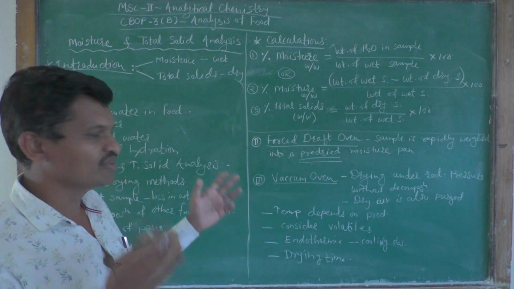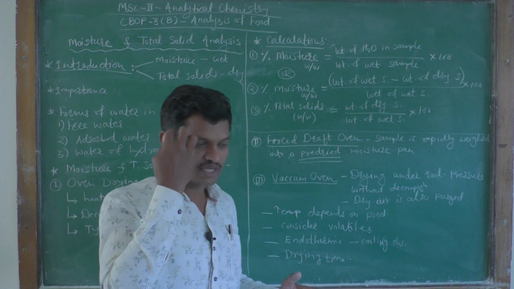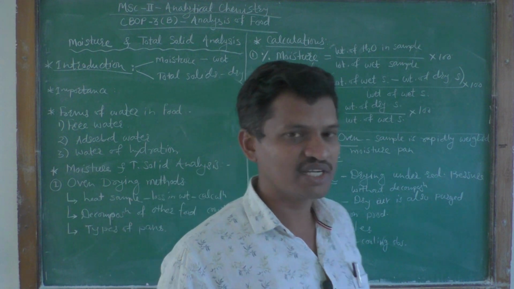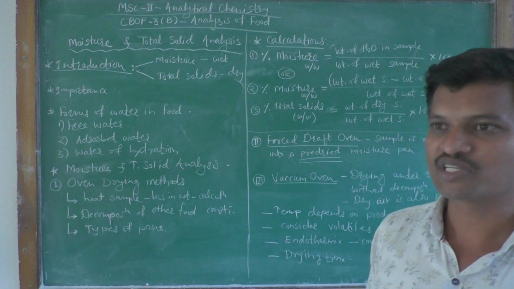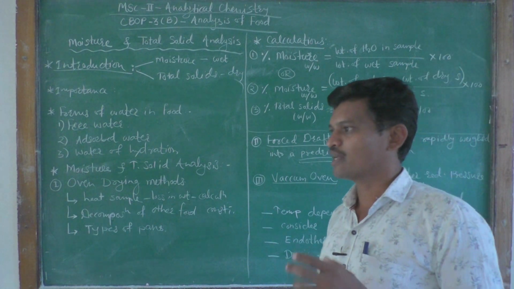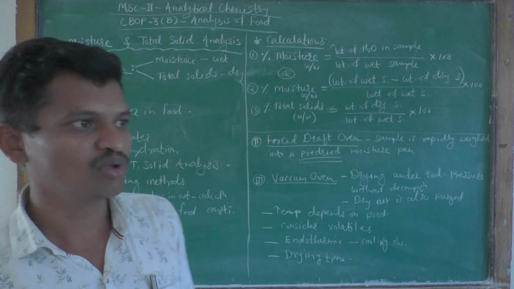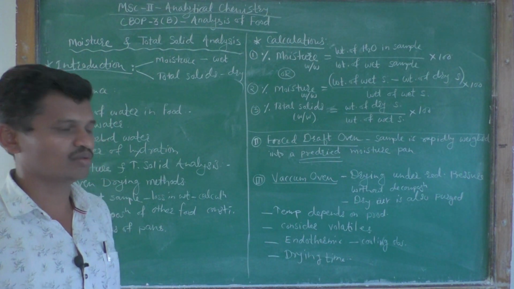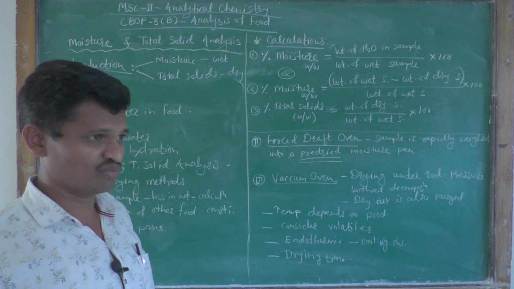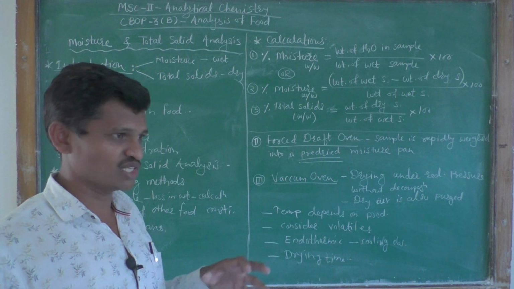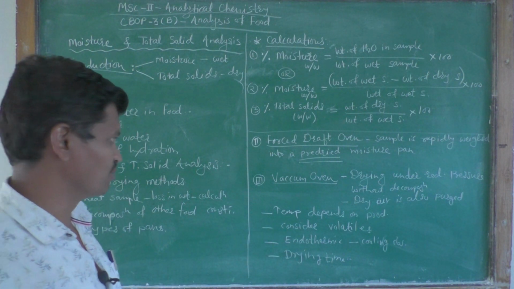Different temperature conditions are used for this forced draft oven, and these temperature conditions depend on the type of food material, the nature of the food, and the boiling and melting points of different constituents present in that food sample.